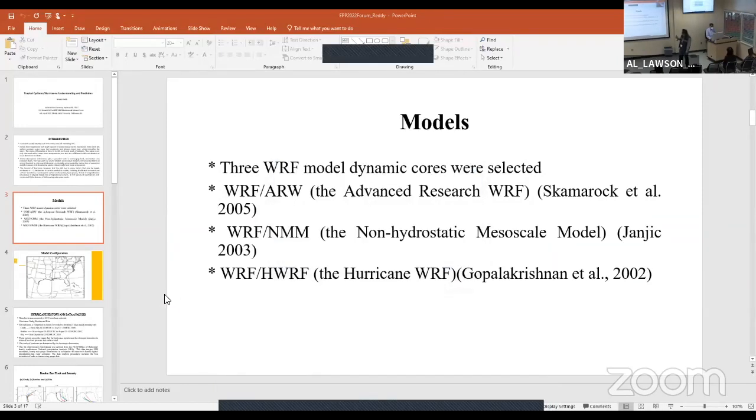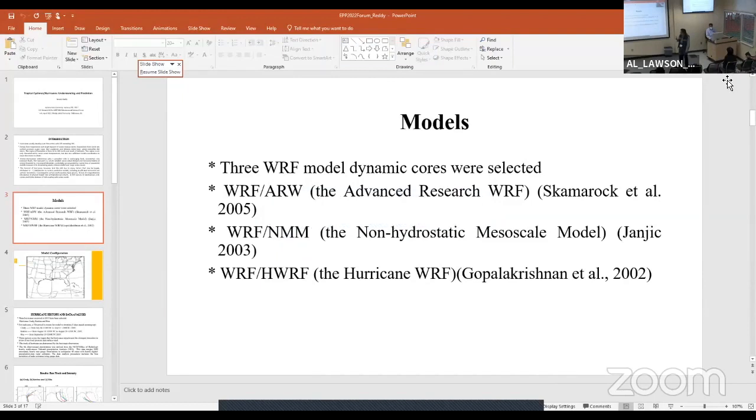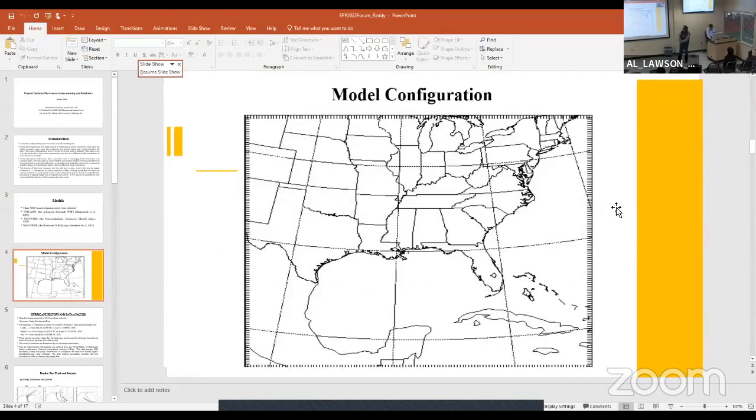Three cores. A few years back, people talked about it. We have the ARW core, an NMM core, and also HWRF, which is Hurricane WRF. And the next page. This is the domain setup for the model for those three model cores. It covers the east part of the U.S. Then go to the next page.